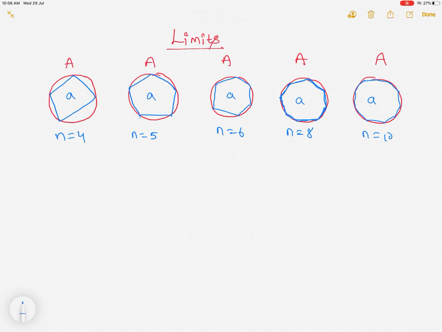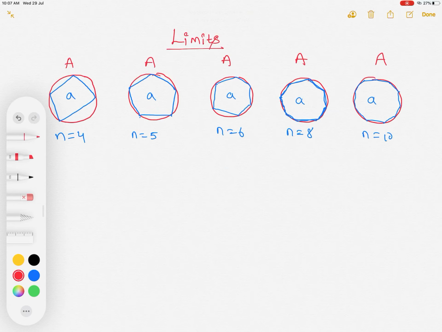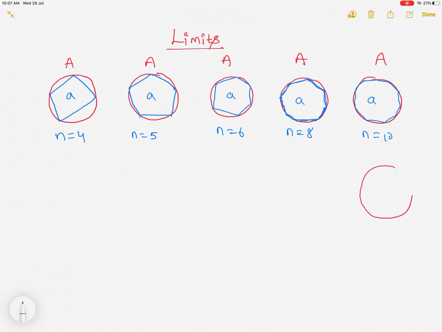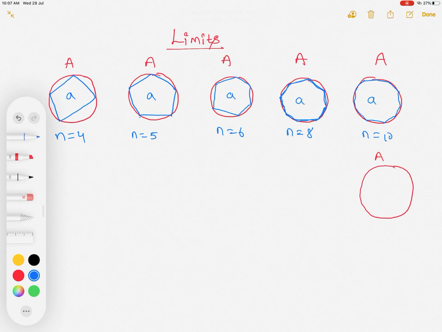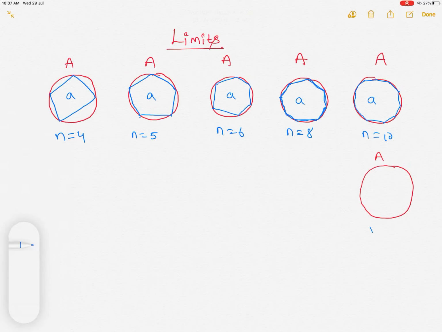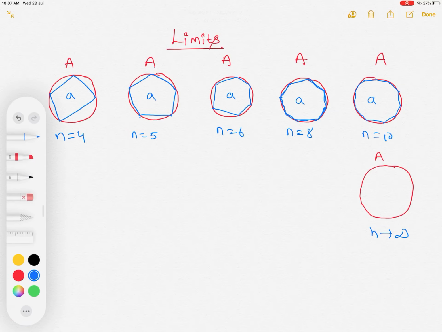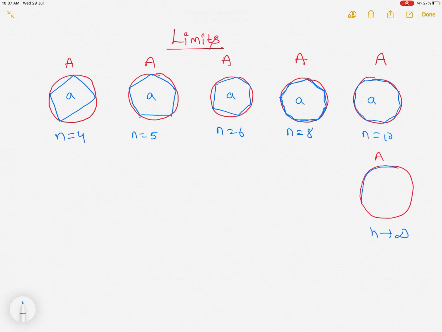So now what will happen if you increase the number of sides to infinity? The area of the circle is the same, but the number of sides is increased to infinity. If the number of sides tends to infinity, then the area of the polygon will coincide with the area of the circle. It almost coincides with the area of the circle.